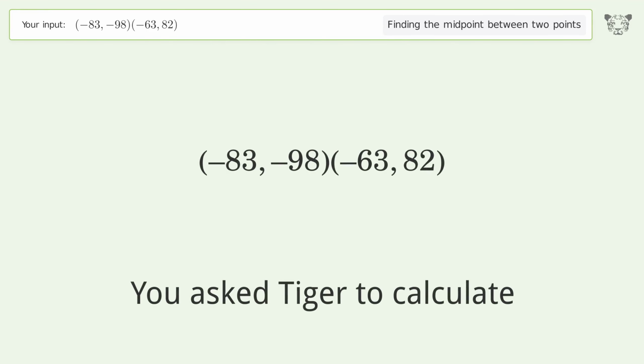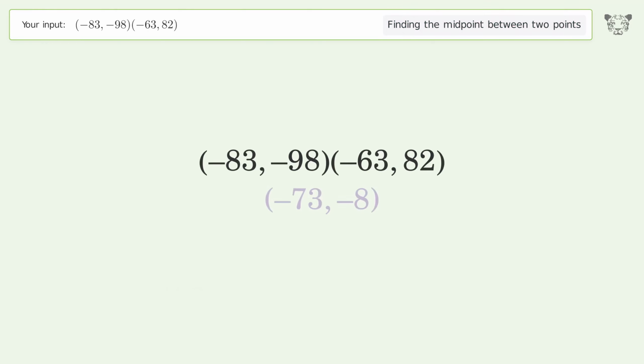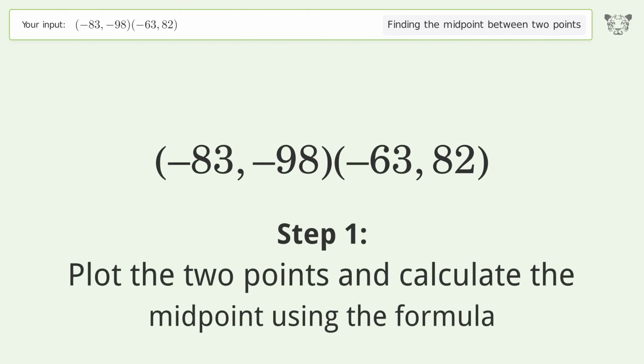You ask Tiger to calculate. This deals with finding the midpoint between 2 points. The midpoint between the 2 points is -73, -8. Let's solve it step by step. Plot the 2 points and calculate the midpoint using the formula.